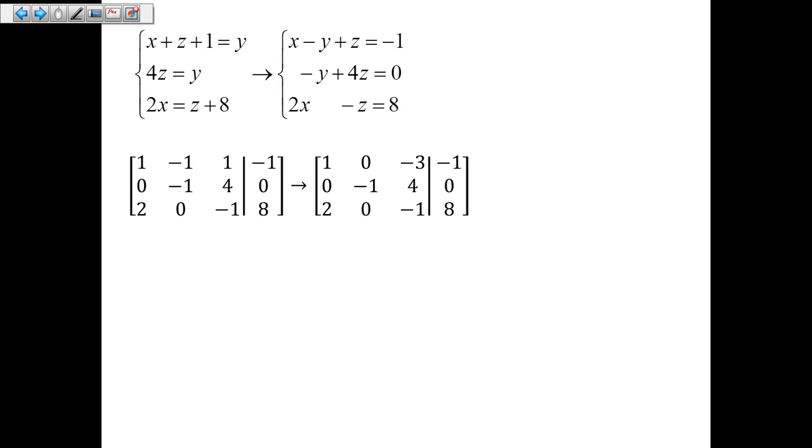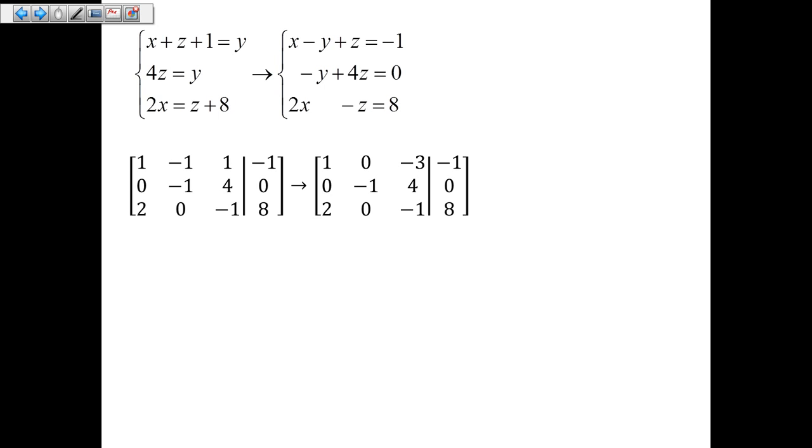So the first thing I'm going to do is actually take row 1 minus row 2. That's going to get rid of the 1 right in the middle of row 1. So 1 minus 0 is still 1. Negative 1 minus a negative 1 gives me that 0 that I want. 1 minus 4 is negative 3, and negative 1 minus 0 is negative 1 still. Row 2 and row 3 have not changed.